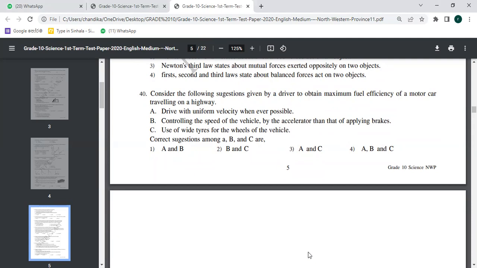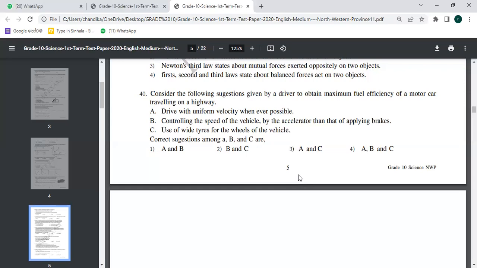As you think, that comes from general knowledge also. Okay, what's your answer? Please tell me your answers now. First one. A and B only. Okay. Traveling suggestions. Any other answers if you have?